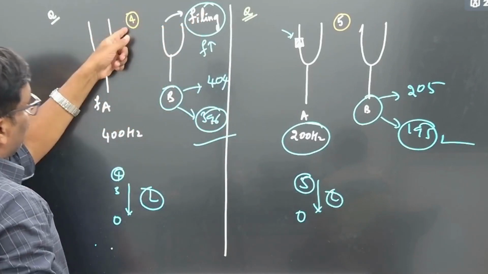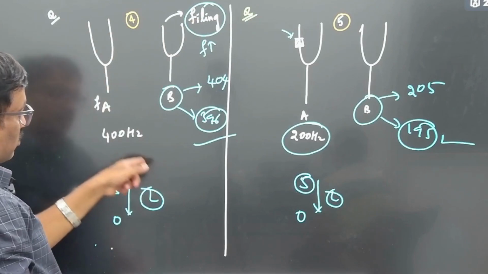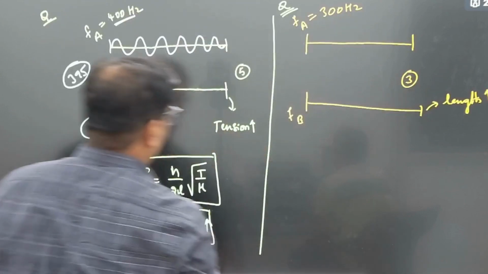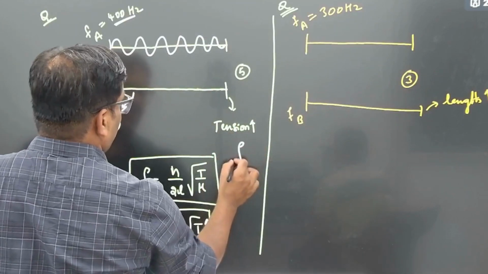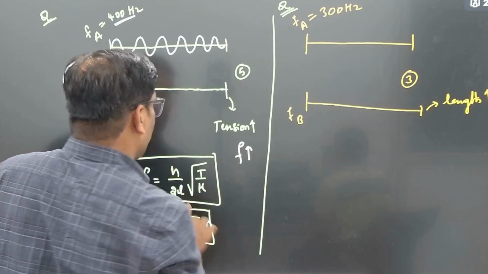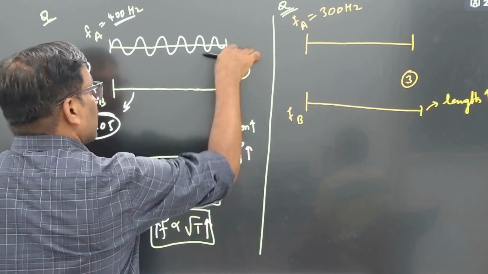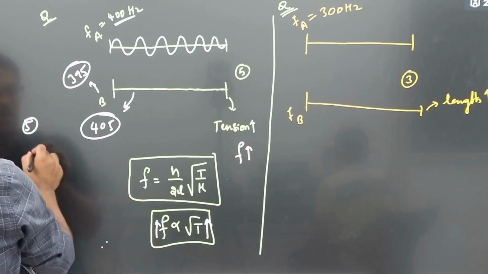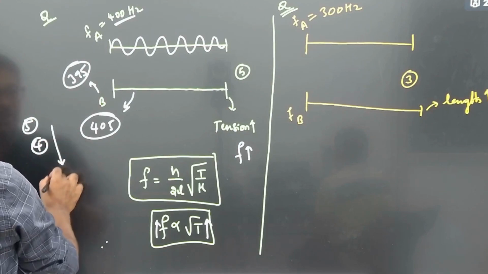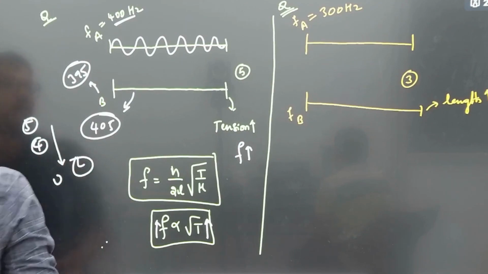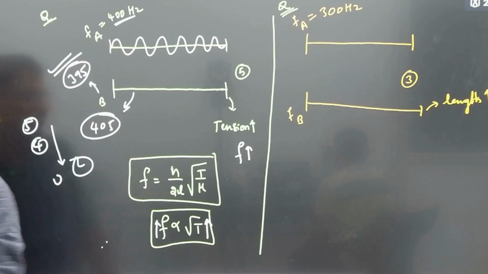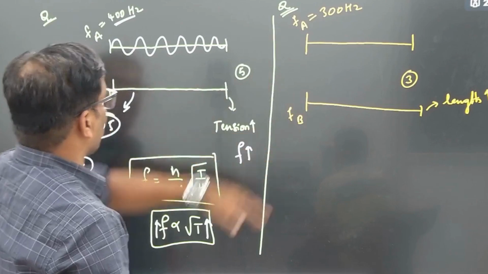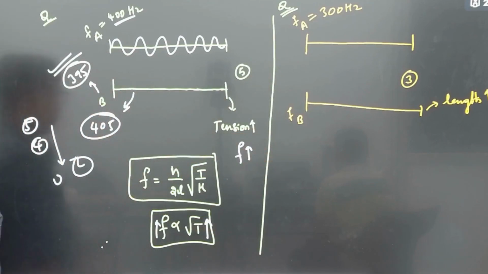When sounded again, if it decreases, lower will be your answer. Here tension is increased, therefore the frequency of this one is increased. If sounded together again and you get 5, 4 or up to 0 beats, then lower will be your answer. Lower means 395 will be your answer. Clear? If you are getting more than 5, then 405 will be your answer, right?